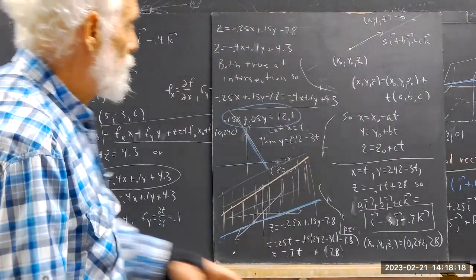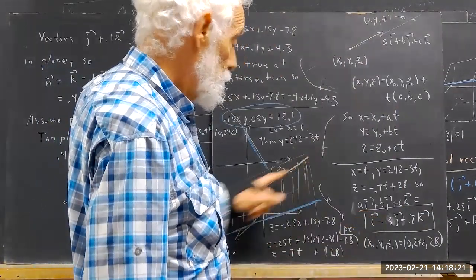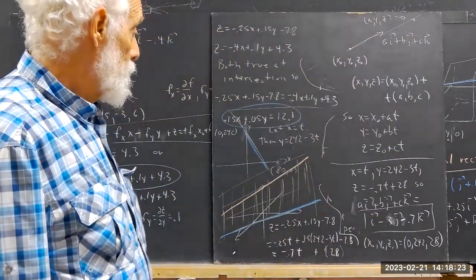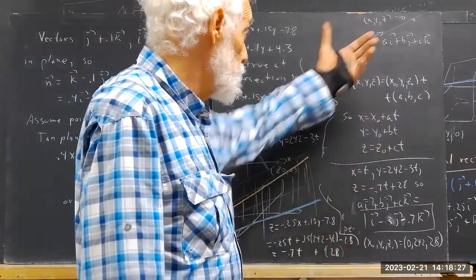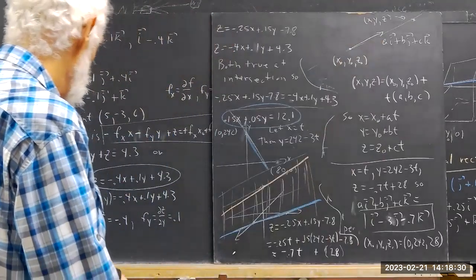All right, anyhow, there's a vector along the direction of this line. On any point on the line, use this vector. You've got a definition of the line.